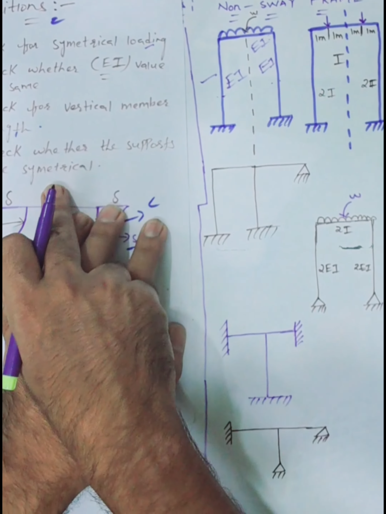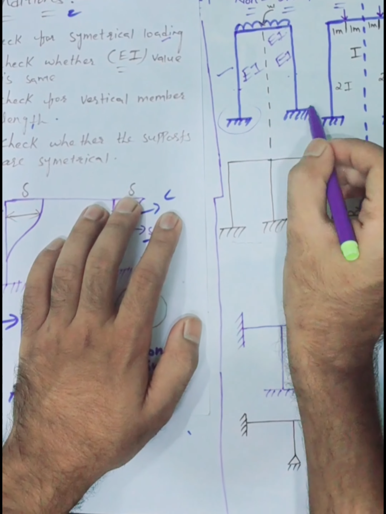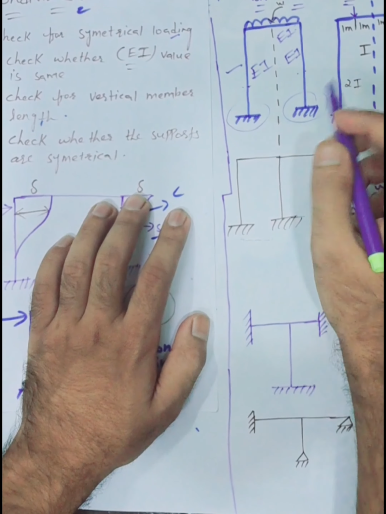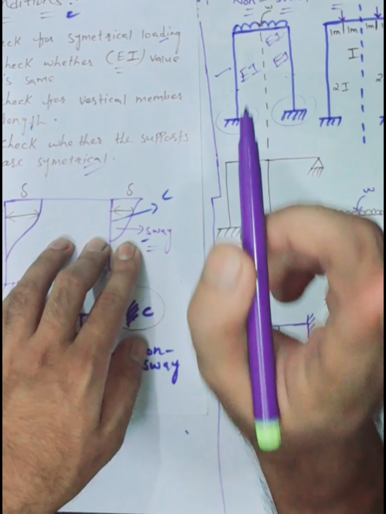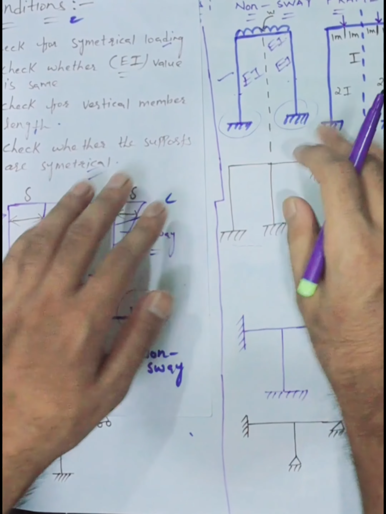Check whether the supports are symmetrical. Supports are symmetrical. दो supports भी symmetrical है, same है. Symmetrical का meaning क्या है? Same. Okay. Symmetrical means same.